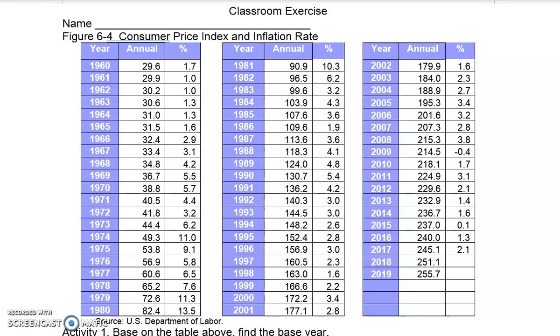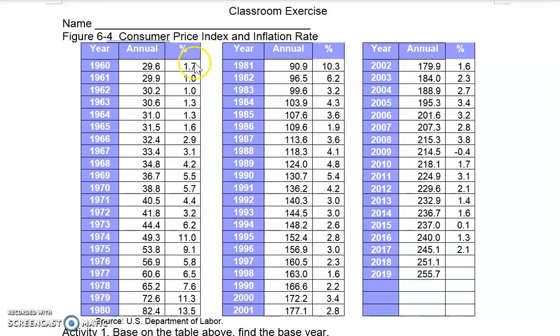Okay, now let's take a look at this table. We have year, we have annual. Annual means annual CPI, Consumer Price Index. And next to it is percent. Percent is the percent change of CPI. What does that mean? It is the inflation rate. Very good. The inflation rate calculating by the Consumer Price Index.